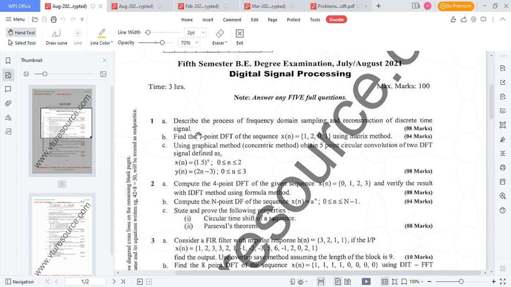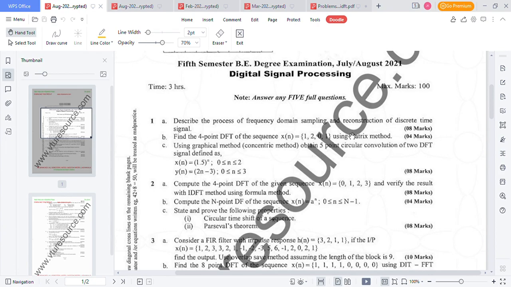This is my very first question that I've already taught you, and this is: find the 4-point DFT of the sequence x of n is equal to 1 2 0 1 using matrix method. So this is my question from 4-point DFT, and here it is the matrix method. So please do see through this, students. You might make a mistake here.